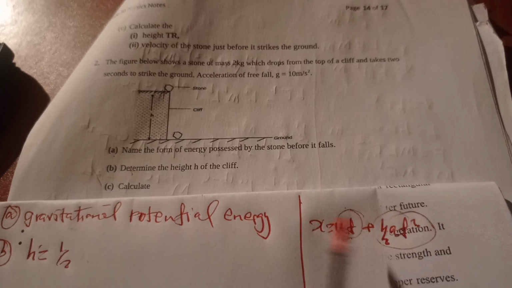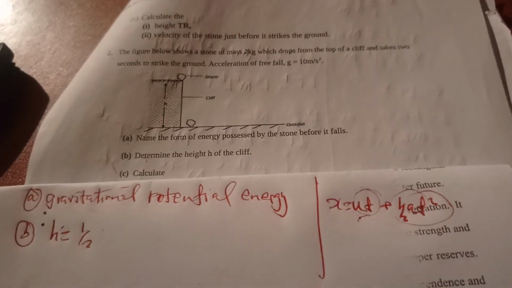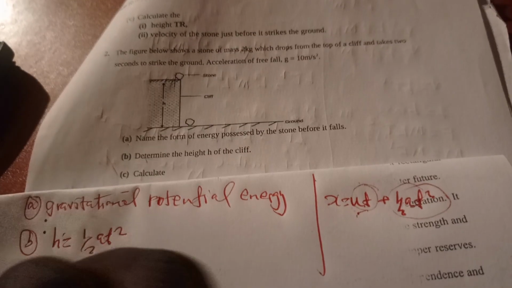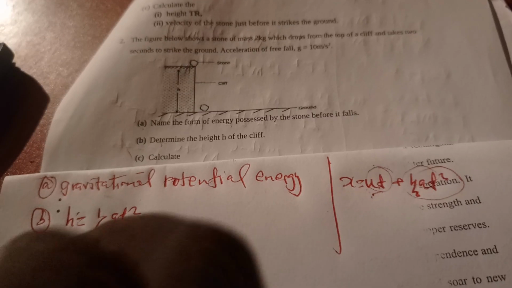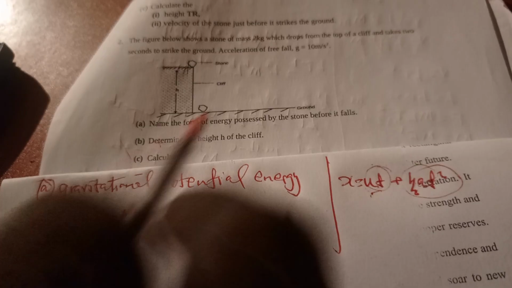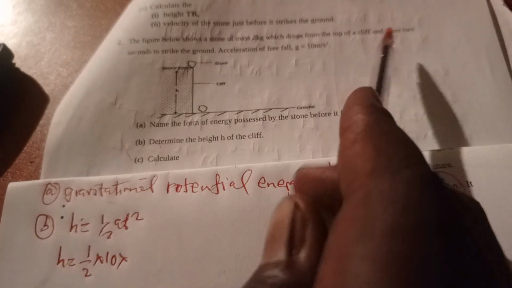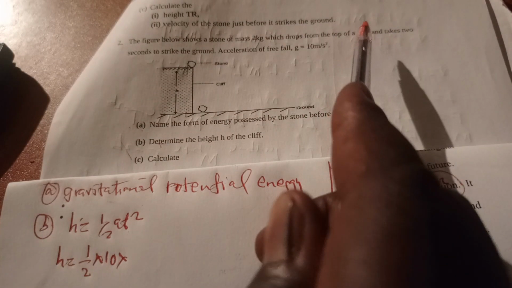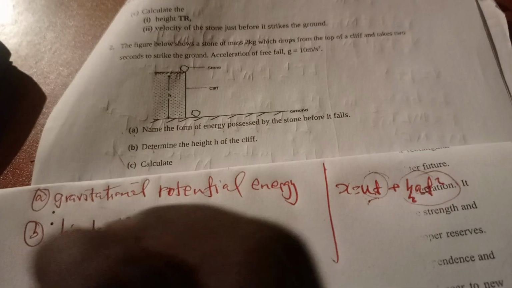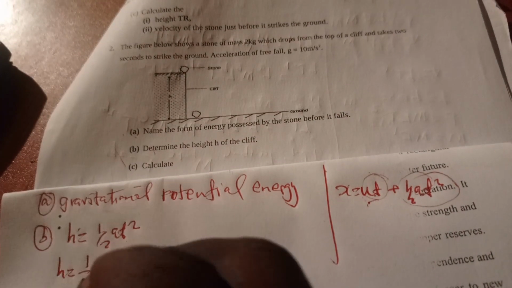So I'll just give this component here, which is one half a t squared. So height is equal to, which is same as x, 1 over 2 times acceleration due to gravity. They said it's 10, so I'll get 10 here. Then times the time. The time is given in the question, which is 2 seconds. So I'll put 2. Now since there's 2 squared there, it means 2 times 2.